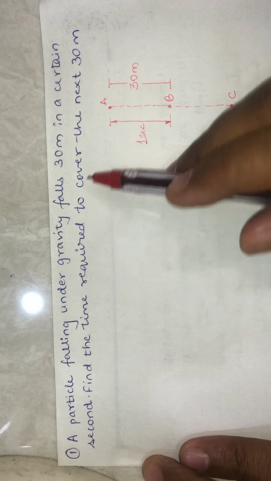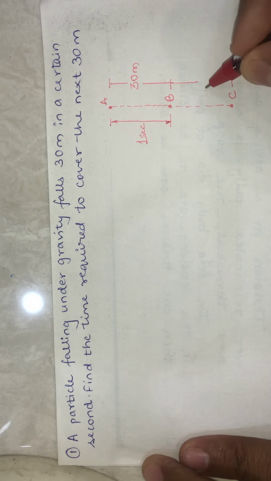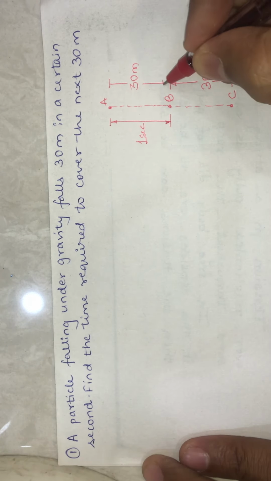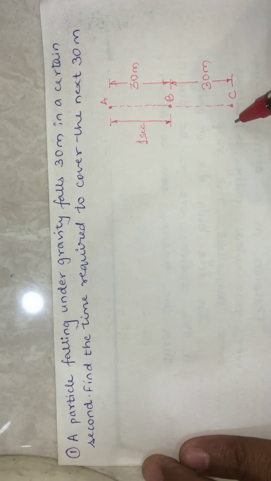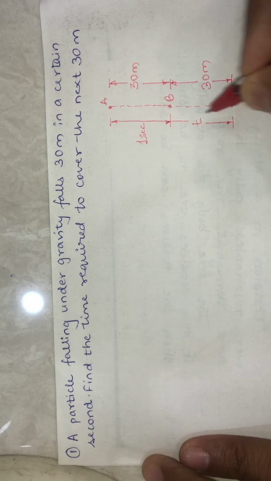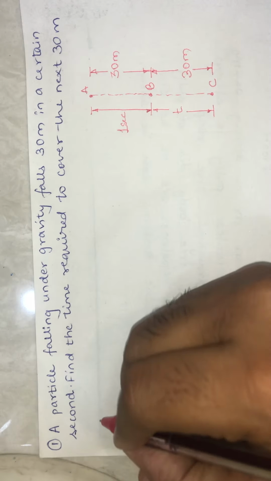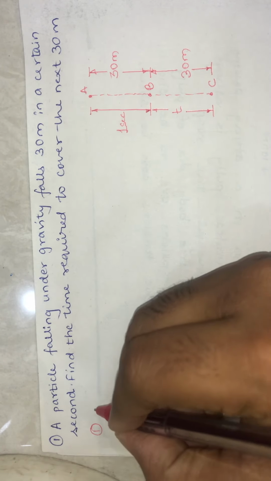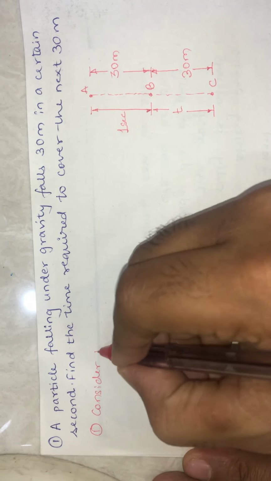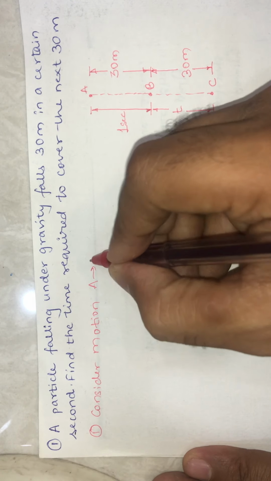Find the time required to cover the next 30 meter. So here we'll cover the next 30 meter, and for that I'll keep the time as t second. Let's start with the motion. So the very first is, consider motion A to B.